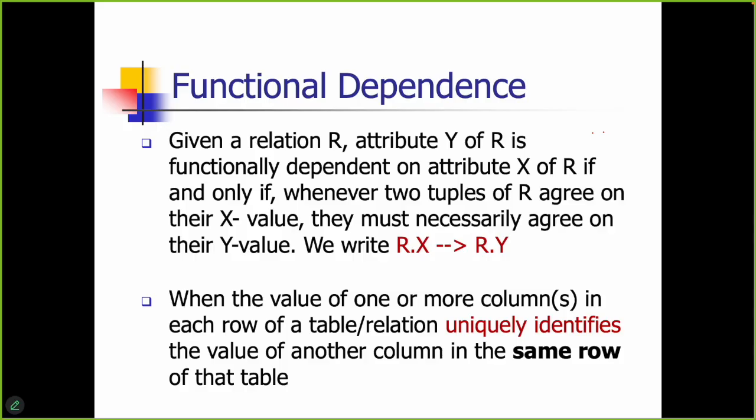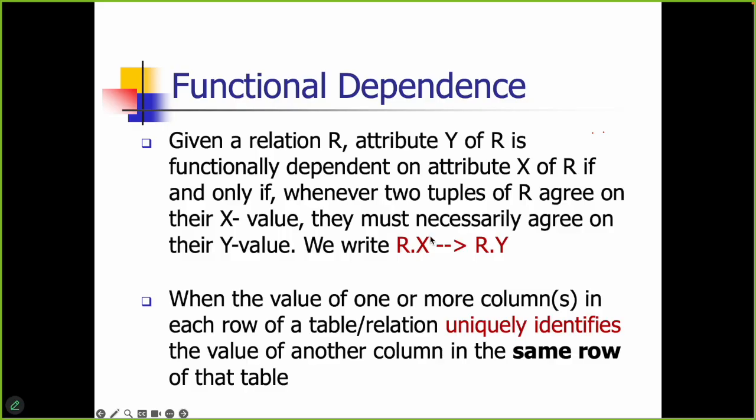If and only if, whenever two tuples of R agree on their X value, they must necessarily agree on their Y value. And then we show this dependency like R.X can uniquely identify R.Y, or we can read this as R.Y, or attribute Y, is functionally dependent on attribute X. So there are two ways to read this, and please be careful of the order. What you see here means that Y is functionally dependent on X.